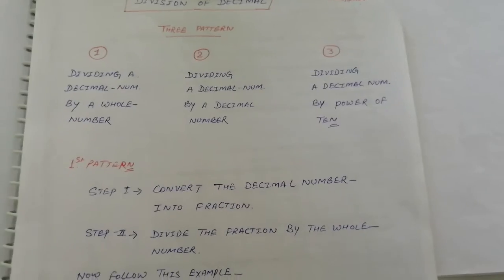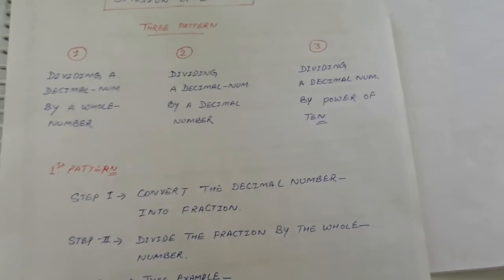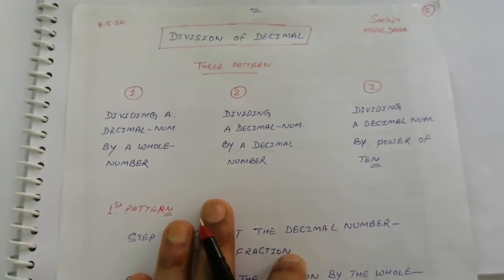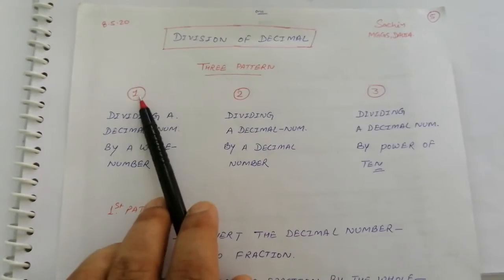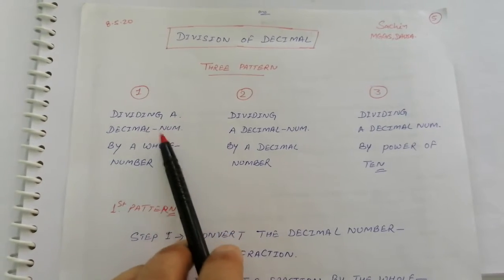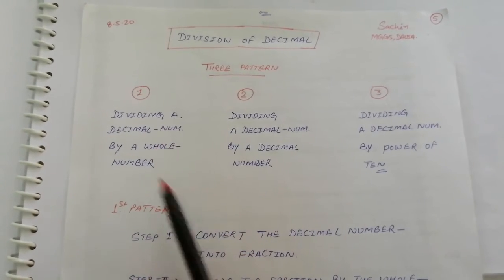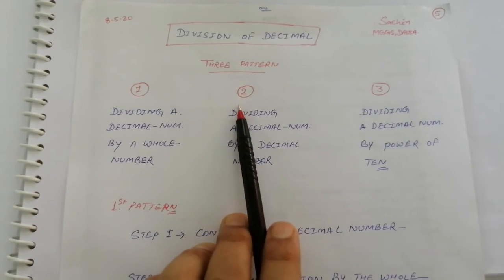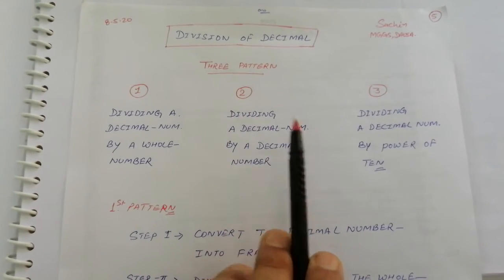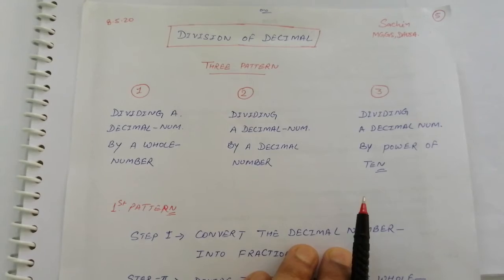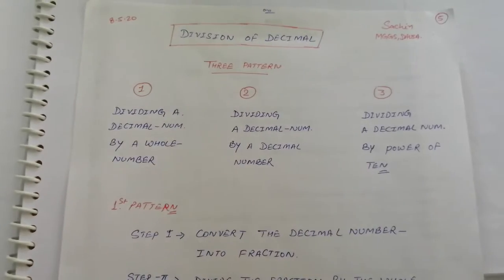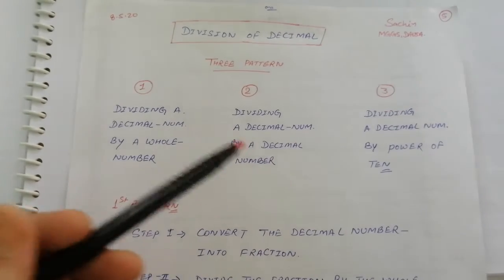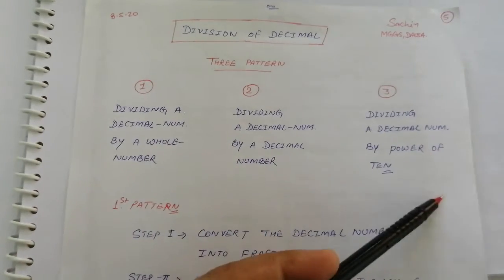Now we learn division of decimals. On this page, 3 patterns are clearly described. First pattern, dividing a decimal number by a whole number. Second, dividing a decimal number by a decimal number. And third, dividing a decimal number by a power of 10.